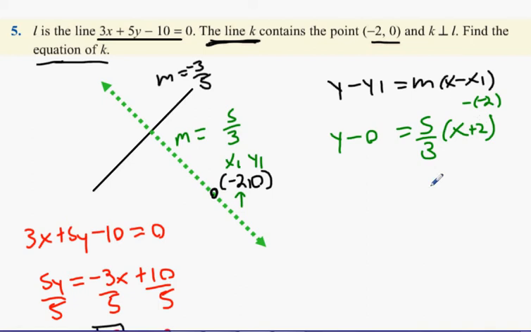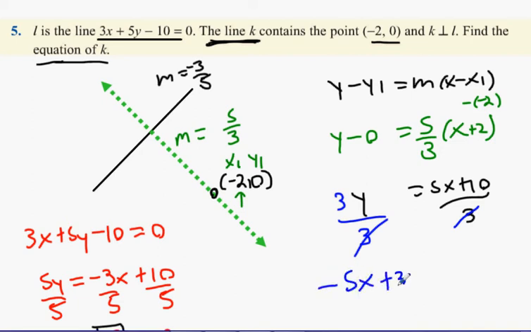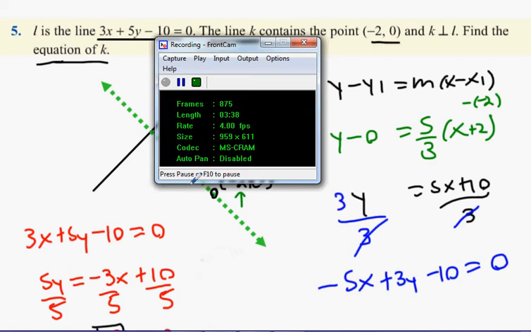Now, multiply in, you get 5x plus 10 all over 3 equals y. What should I do with the y? Over 3? Yeah, I knew that's what you meant. Now, what do we have next then? Equals 5x plus 10. Bring everything over one side. Minus 5x plus 3y minus 10 equals 0. And you're done. How many people got that one out?